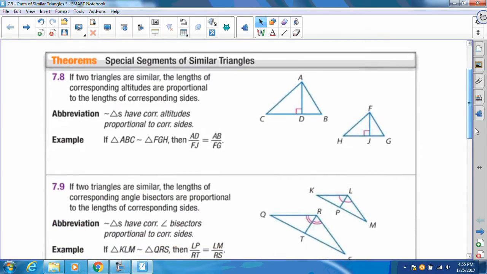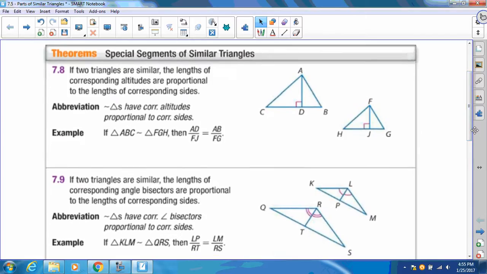So if you have special segments, if you look at these two triangles, when you have a segment that goes from a vertex and is perpendicular to the opposite side, if you think back to chapter 5, I believe that would be called an altitude. So this is saying if two triangles are similar, then altitudes are proportional to corresponding sides. So in this proportion, AD over FJ, the two altitudes, would be equal to, and then you can just pick a side, AB over FG.